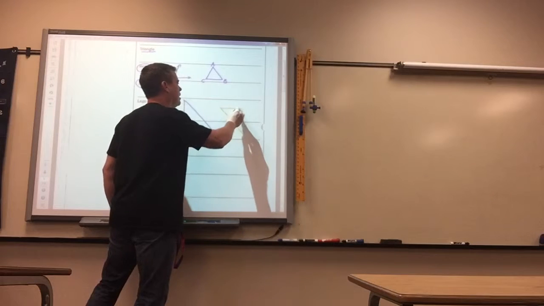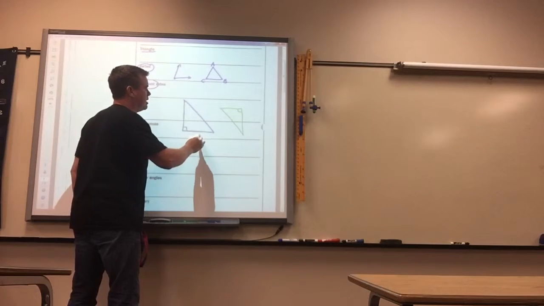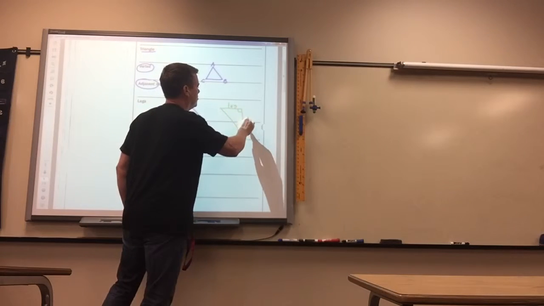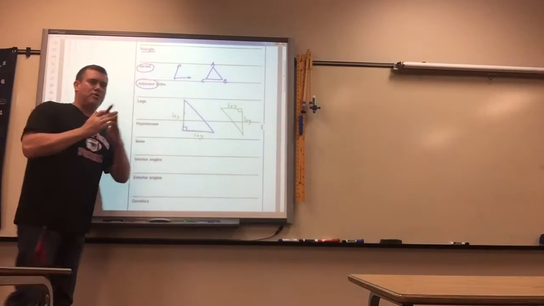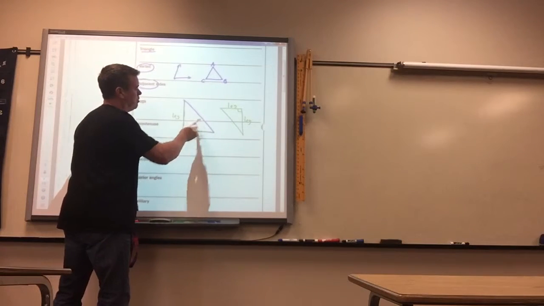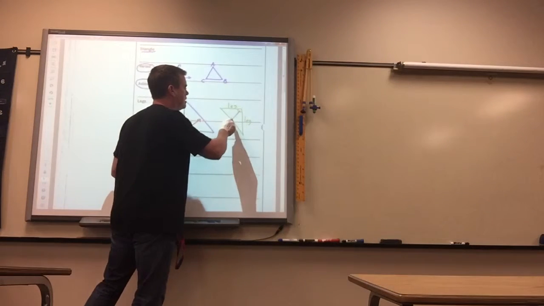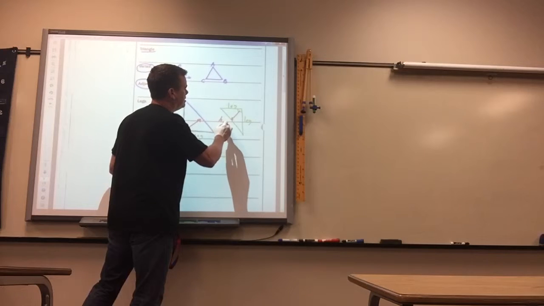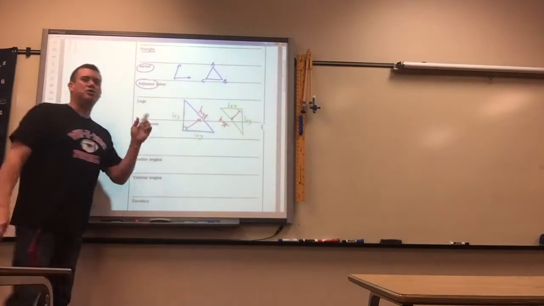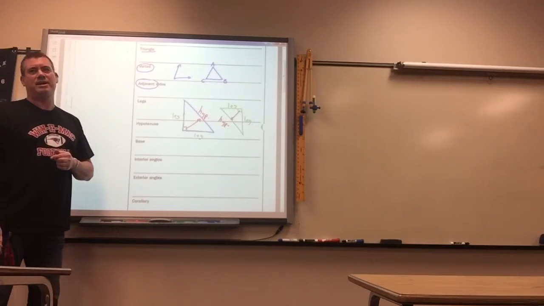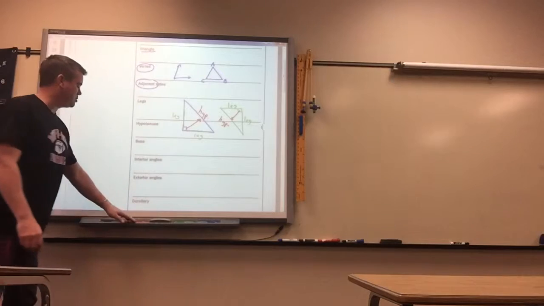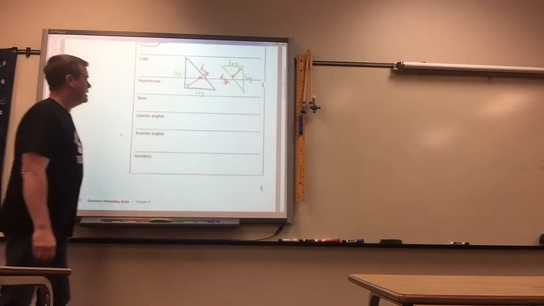Now, if it's a right triangle, the two sides that form the 90, no matter how the triangle is drawn, is called the legs. So the legs form the 90. Opposite the legs, opposite the 90, is the hypotenuse. The hypotenuse is always the longest side. All right? Hypotenuse is always the longest side.